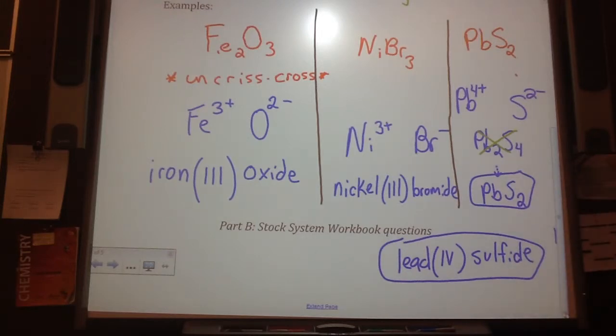So now you can try the questions that are on the next page. Well, you write out. This one should just be actinium oxide. Yeah.